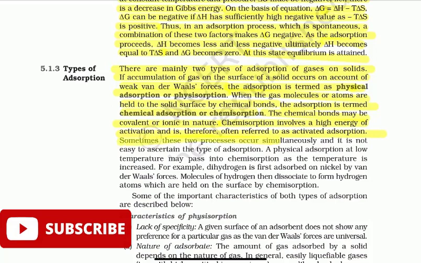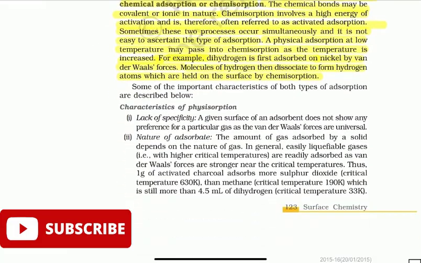Sometimes these two processes occur simultaneously and it is not easy to ascertain the type of adsorption. A physical adsorption at low temperature may pass into chemisorption as the temperature is increased. For example, dihydrogen is first adsorbed on nickel by van der Waals forces. Molecules of hydrogen then dissociate to form hydrogen atoms, which are held on the surface by chemisorption. Some of the important characteristics of both types of adsorption are described below.